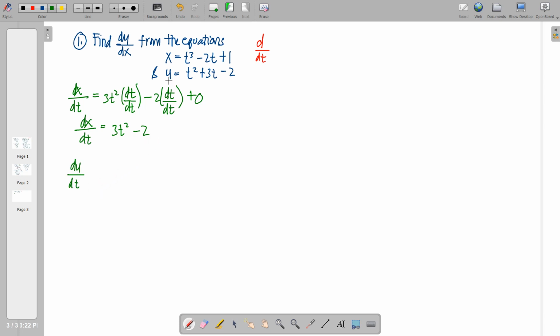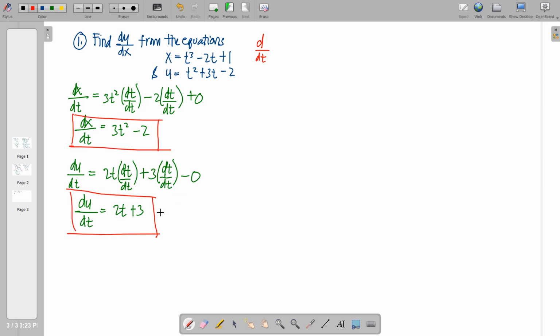We also derive the second equation in terms of t. We have dy over dt is equal to the first term, 2t times dt over dt, plus 3 times dt over dt, less 0. So dy over dt will be simplified to 2t plus 3. Now that we have obtained this, we simply say that dy over dx is equal to 2t plus 3 all over 3t squared minus 2.